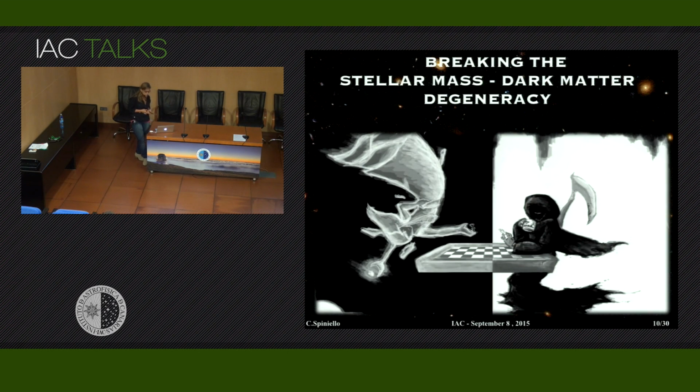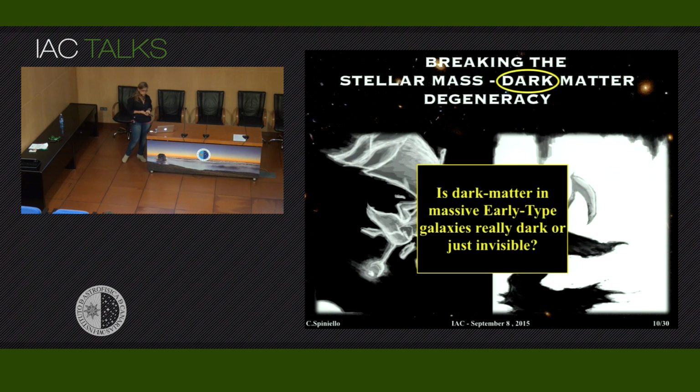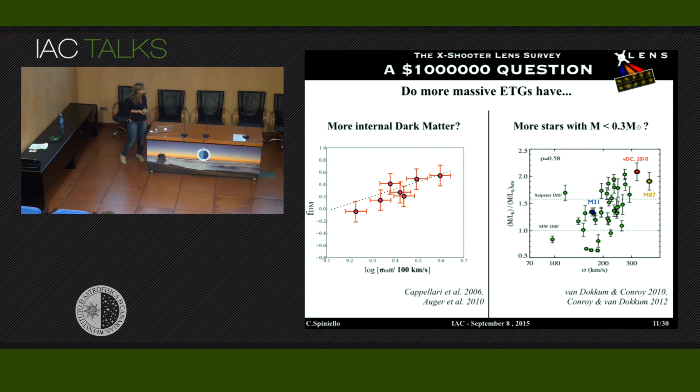So I told you that it's really important for us to break the stellar versus dark matter degeneracies. But a big question here is: is dark matter in massive early type galaxies really dark, meaning non-baryonic, or is it something we cannot see in the light, so from the spectra? In other terms, do massive early type galaxies have more internal non-baryonic matter, as I showed you before in the plot? This is just a sketch that shows the same result.